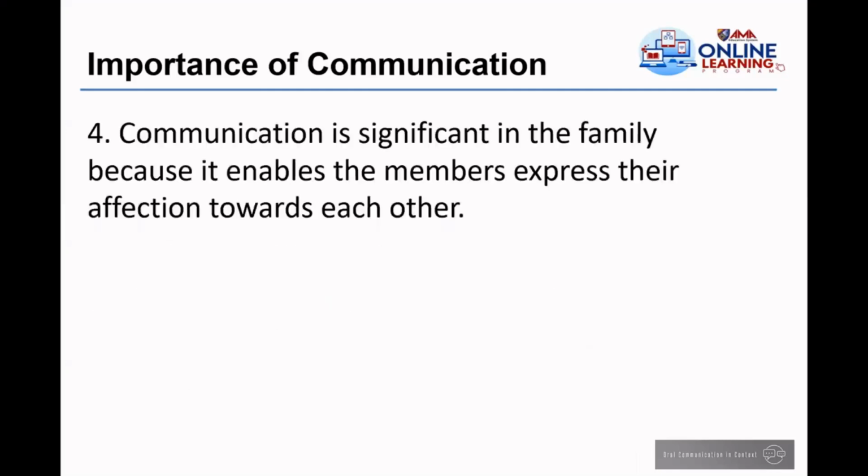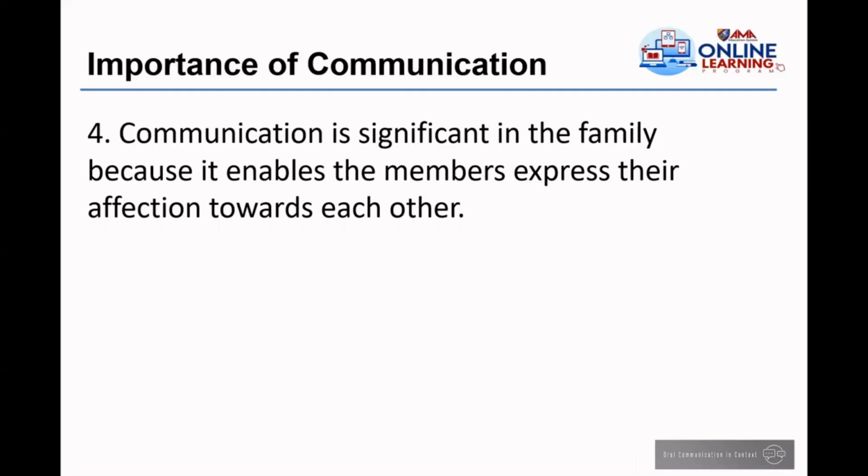Number four, communication is significant in the family because it enables the members to express their affection towards each other. Yes, of course. We express our feelings and emotion, ideas, and belief through communication. How will others understand us if we cannot, or if we don't want to communicate, or if we cannot communicate with them, diba? If we cannot express ourselves.